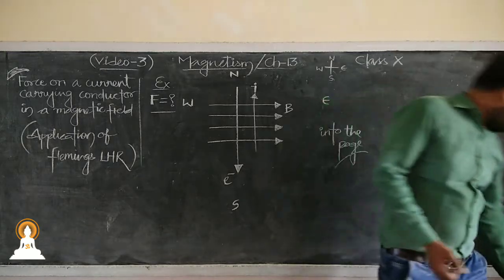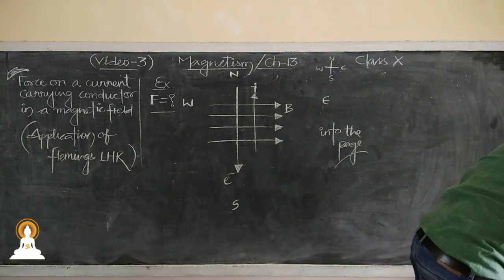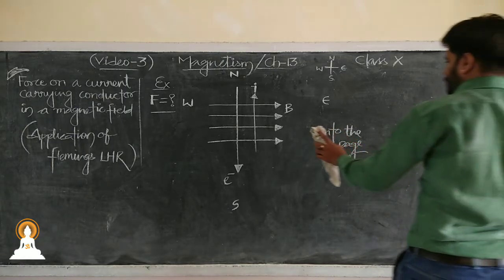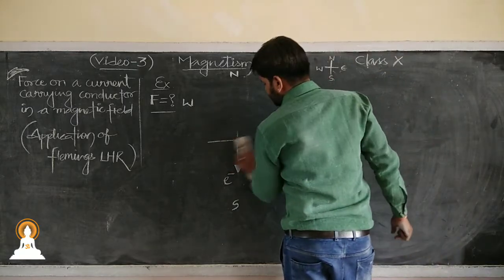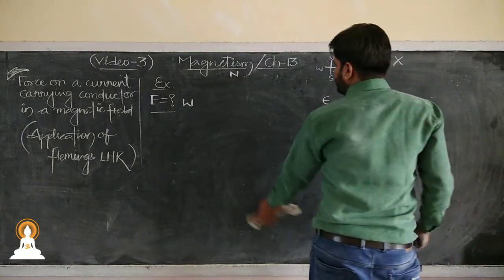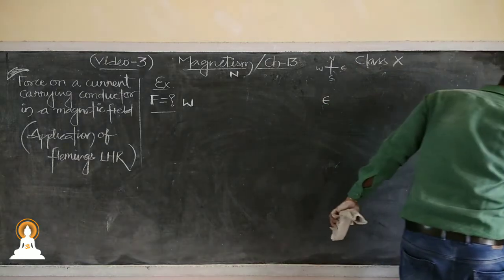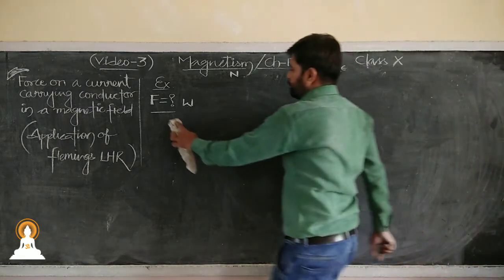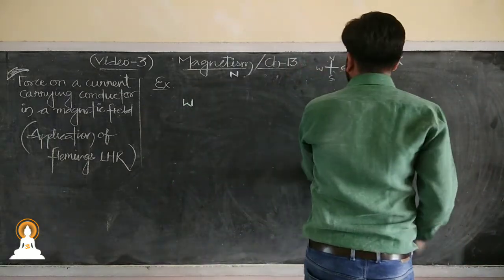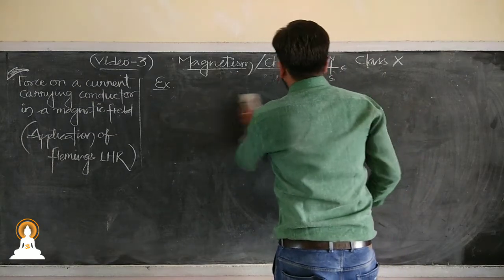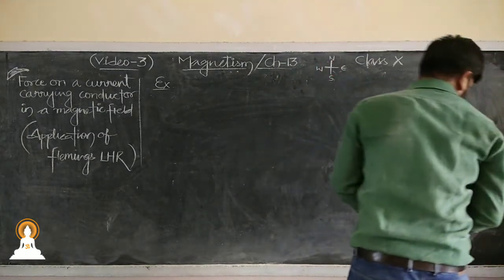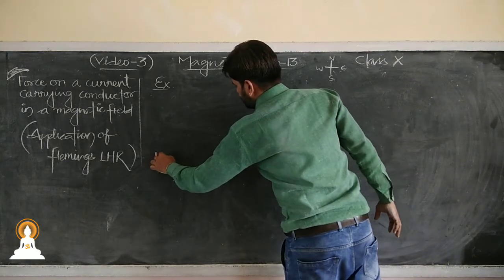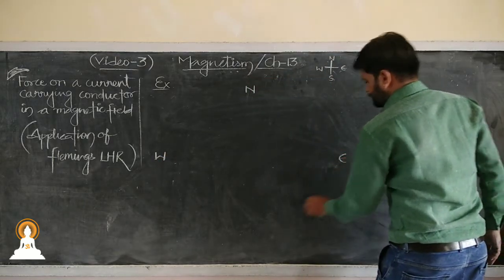One more question is there. A positively charged particle, that is an alpha particle, projected towards west, is deflected towards north by a magnetic field. This time we have to find the direction of magnetic field. What they have said is that this is the north, this is the west, this is the east, and this is the south.